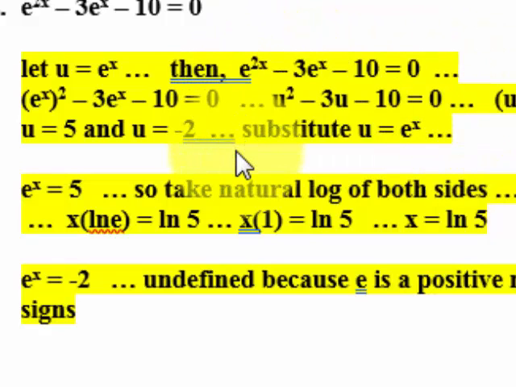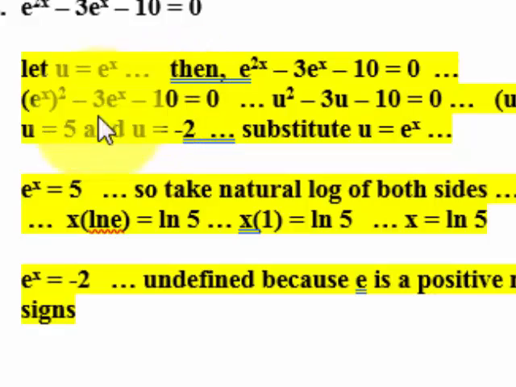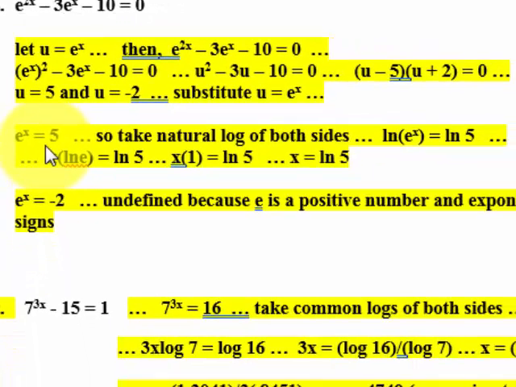So that's the first half of the problem. Now we have to resubstitute e to the x for all the u's. So instead of u equals 5, we have e to the x equals 5. This is a little bit ahead of time, but I'm trying to segue into when to take a logarithm. And I'm going to say this about a million times: when the variable is the exponent, that's when you take the logarithm of both sides. It's called the power rule.